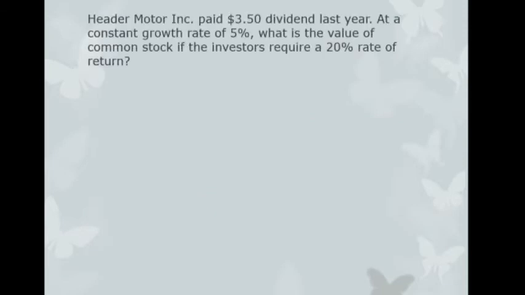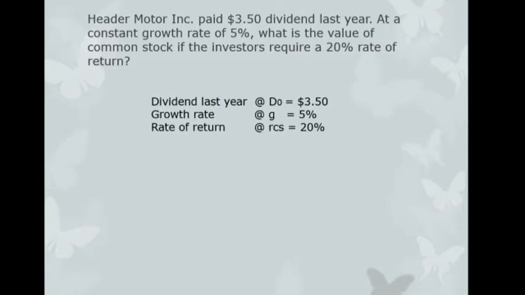Hidden Motor Incorporation paid a $3.5 dividend last year at a constant growth rate of 5%. What is the value of common stock if the investor requires a 20% rate of return? From the question, dividend last year, or D0, equals $3.5, growth rate 5%, and rate of return given 20%. So we have to find the value of common stock.